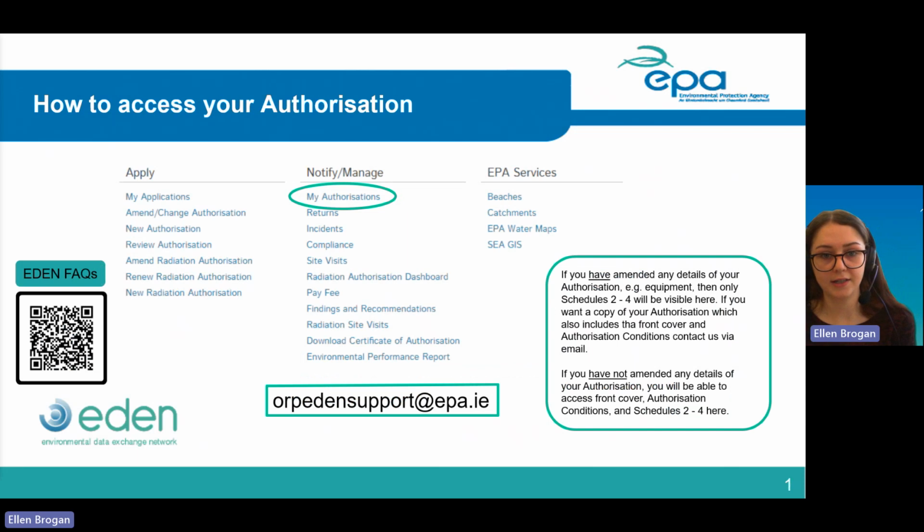Now, how to access your authorization. Click on My Authorizations under the Notify Manage, and this will allow you to see your authorization. But if you have made any changes to the license or the registration, for example, licensees who have updated their equipment inventory, then only sections of the authorization will be visible from here. If you want to access a full copy of your complete authorization, which includes the front cover and the authorization conditions, please contact the email address on the screen, orpedensupport@epa.ie.